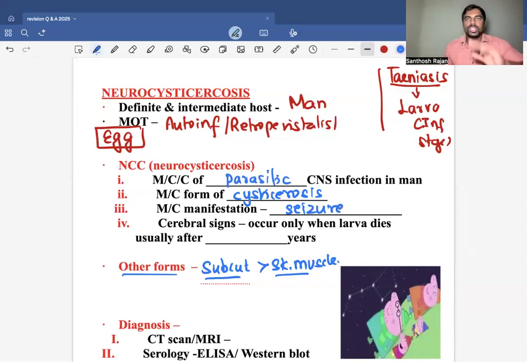When you have the word seizure in the question, you can close your eyes and mark it as neurocysticercosis. Cerebral signs appear when the larva dies, usually after many years, even more than 3, 4, 5 years. It can be approximately 5 to 10 years. It can take a lot of time. Some books say 2 years also, but usually it occurs between 5 to 10 years.